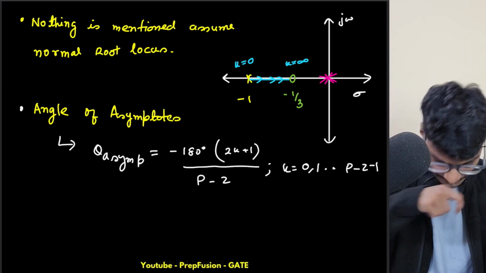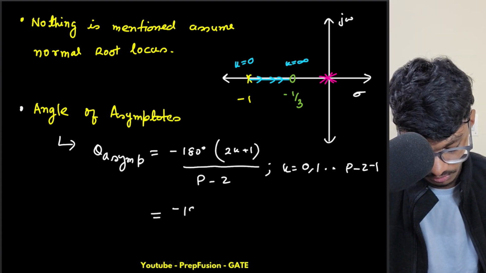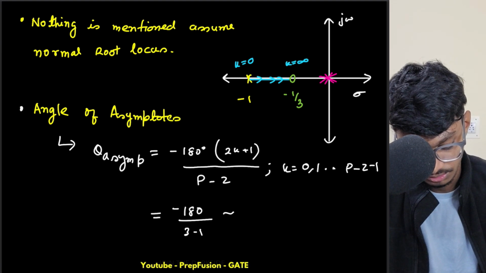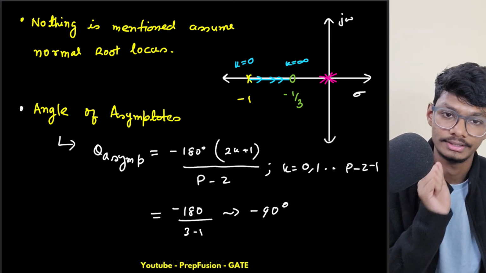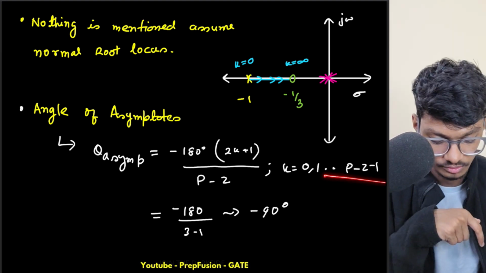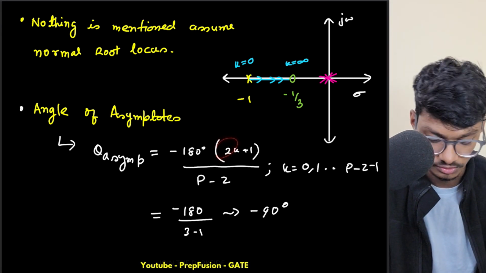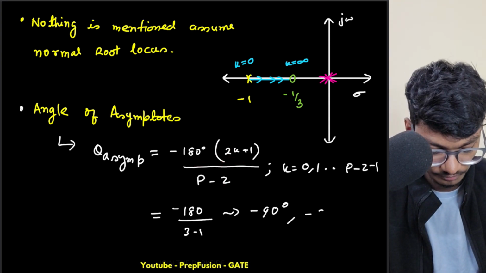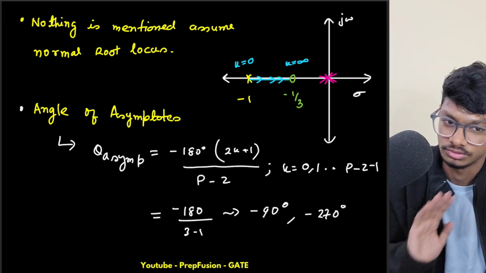Here I have 3 poles and 1 zero, so 3 minus 1. So this will be minus 90 degrees for k equals 0. Then k goes up to 3 minus 1 minus 1, so k equals 0 and k equals 1. If you put k equals 1 here, you get 3 divided by 2, so minus 270, or you can put plus 1, it doesn't matter.